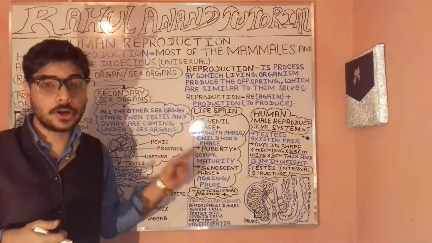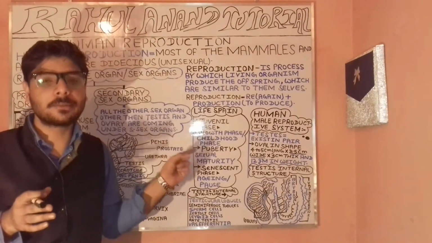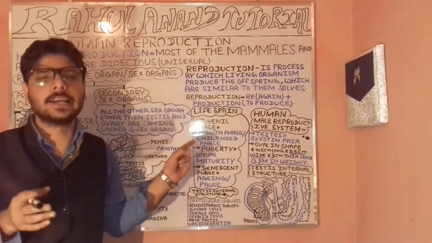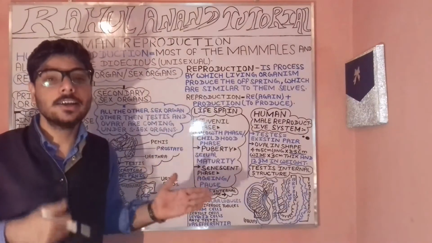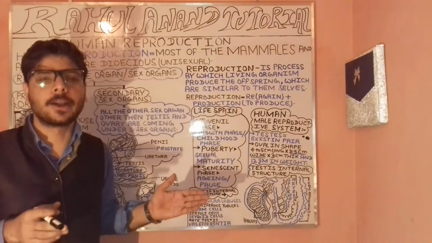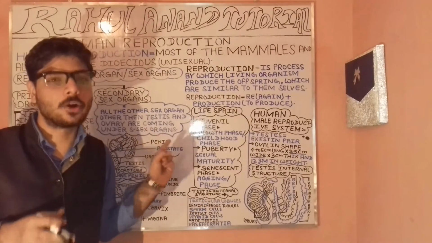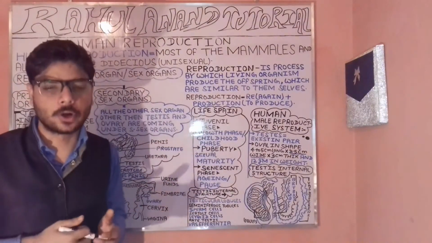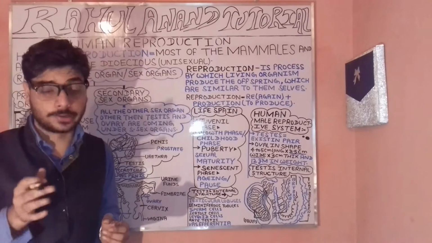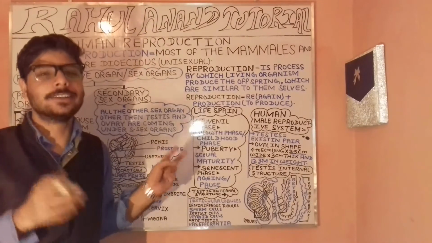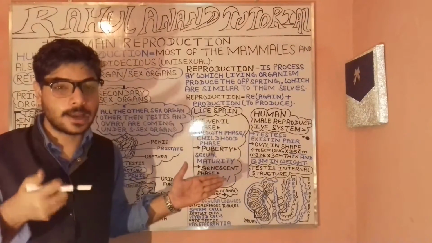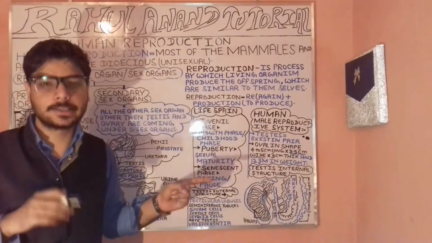Now you understood what this means. In human beings, we are dioecious in nature, which means the sexes are present in separate organisms. Now let's understand the sex organs, the reproductive organs. These are divided into two broad categories: the primary sex organs and the secondary sex organs.